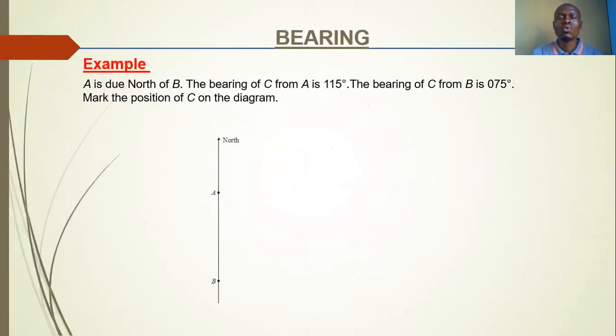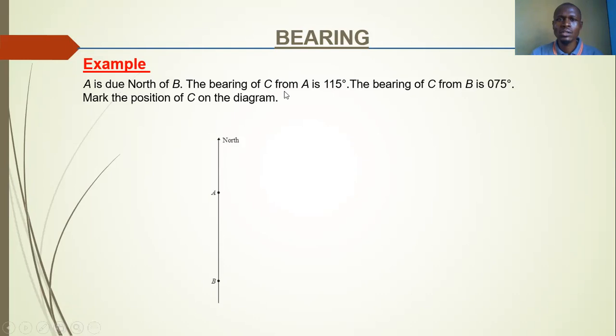Now, we want to complete a triangle. A is due north of B. The bearing of C from A is 115 degrees. The bearing of C from B is 75 degrees. Mark the position of C on the diagram. Now you have A due north of B. That is B down there. And as A is due north of B, you have A up here.